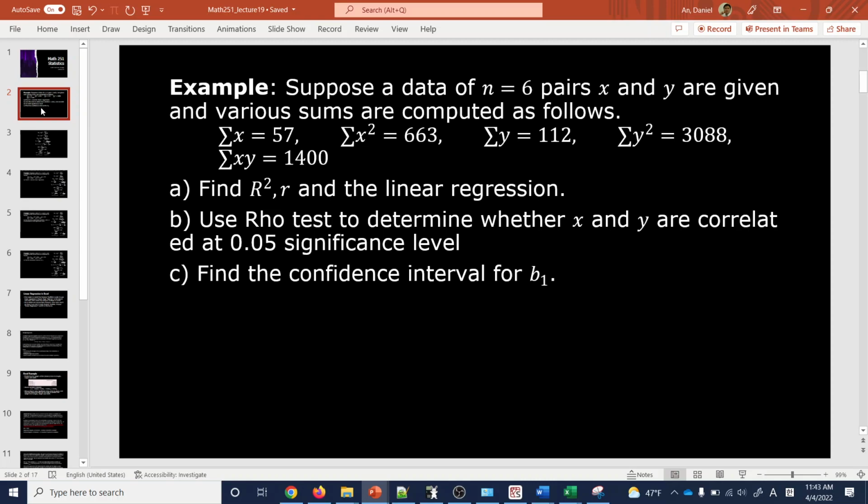You have data of 6 pairs, and the various sums are computed as follows. With this, you have to find the r squared, r. You have to use the rho test to determine whether x and y are correlated at 0.05 significance level, and then find the confidence interval for B1.